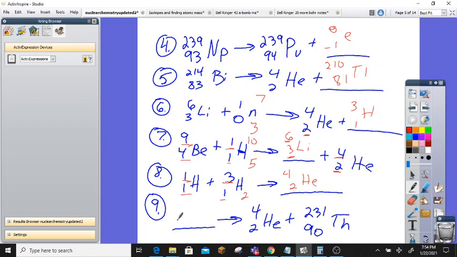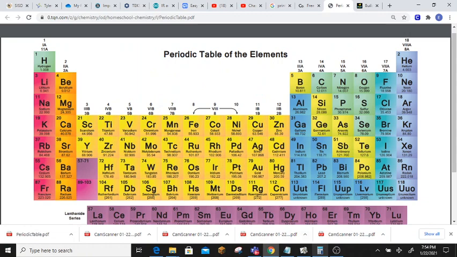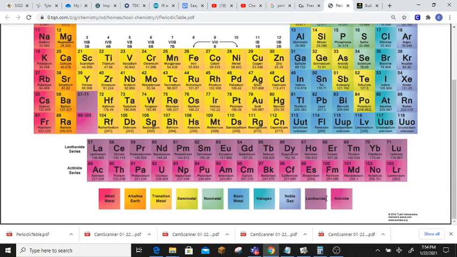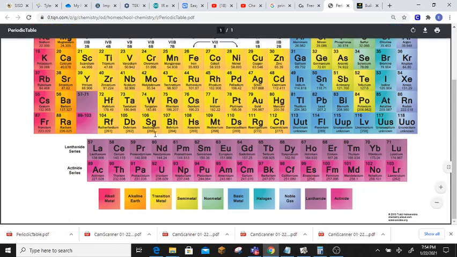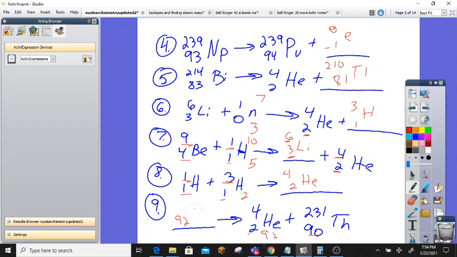What if it's backwards? Same thing. Go backwards. 90 plus 2? 92. Well, that has to be 92. What element is number 92? Uranium. It's right here. 4 plus 231? 235.